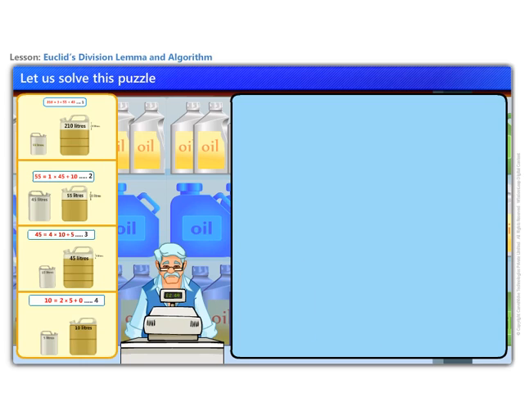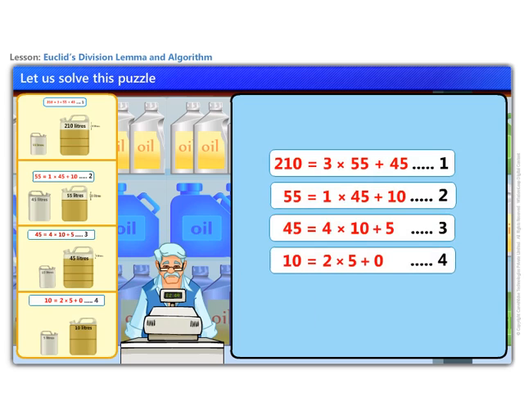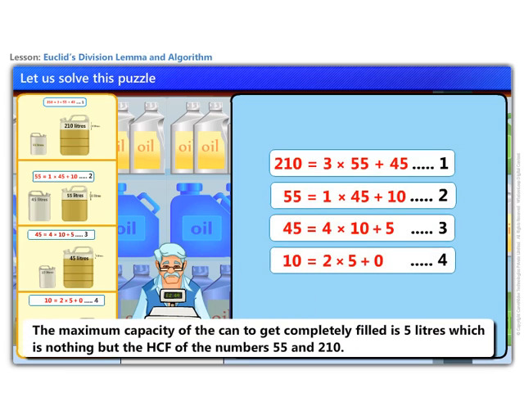Now, observe the relations expressed by equations 1, 2, 3 and 4. Thus, we can say that the maximum capacity of the can to get completely filled is 5 liters, which is nothing but the HCF of the numbers 55 and 210.